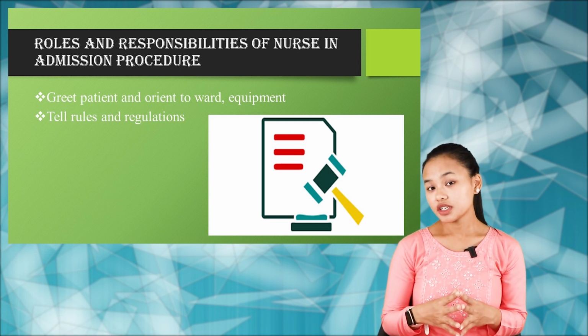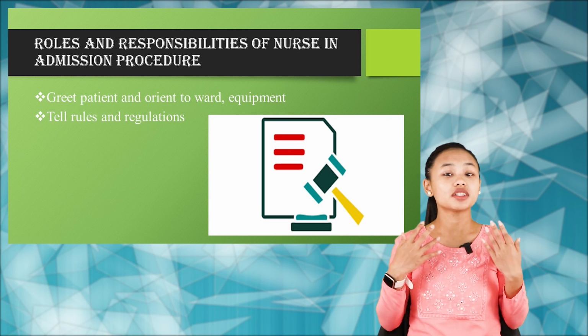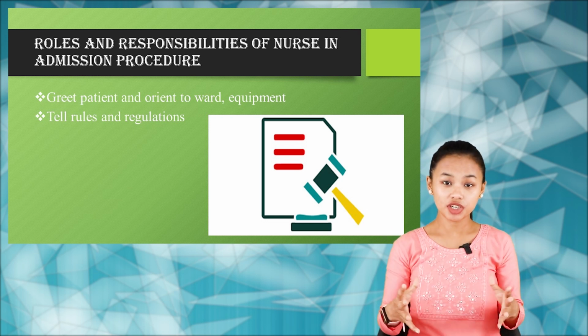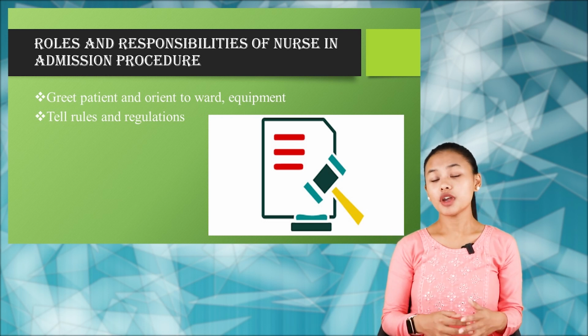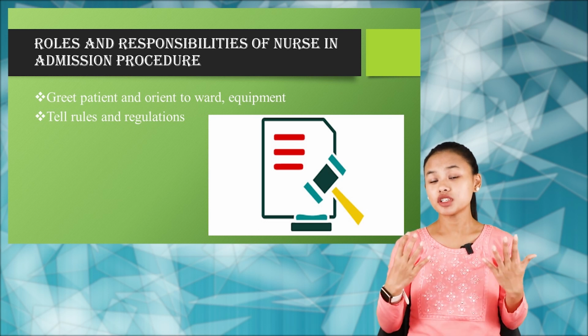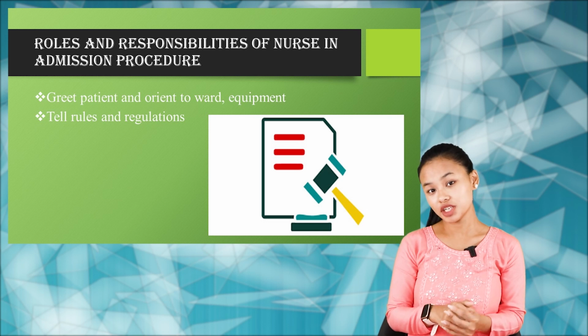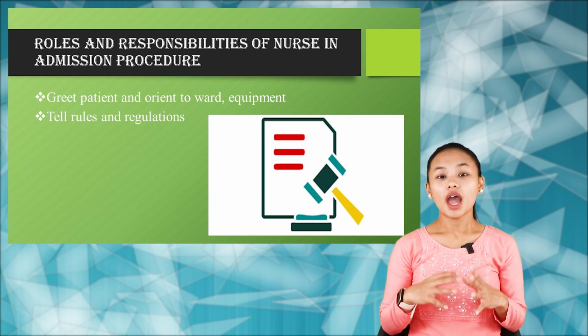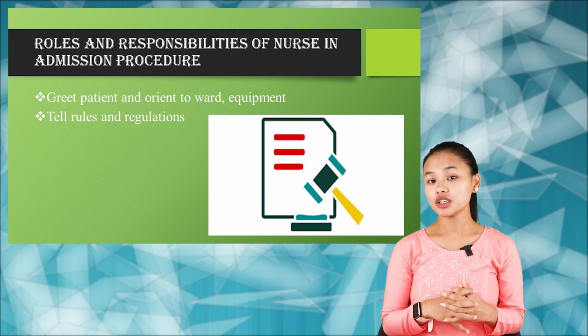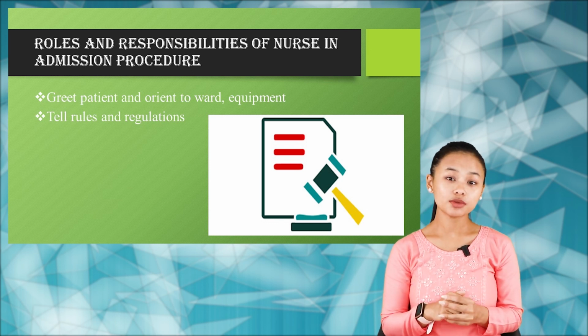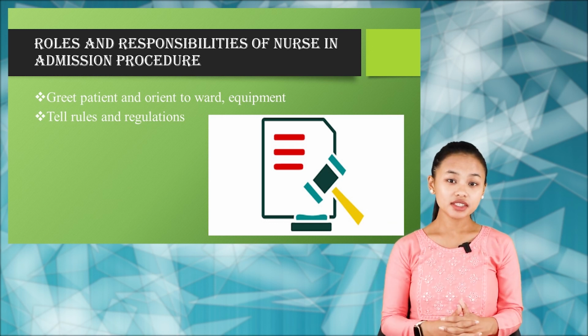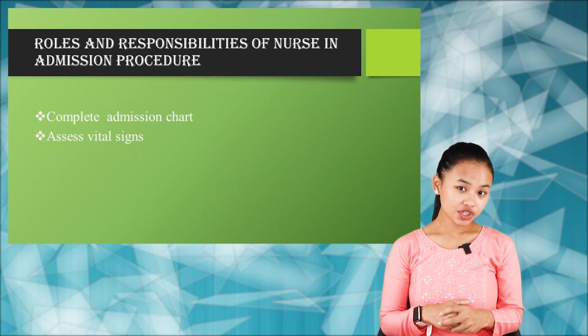After collecting all the necessary data of the patient, you must then orient the patient and help them adjust to the hospital environment. You have to orient them to the various equipments and instruments which are present. You have to tell them about the rules and regulations of the hospital, and you have to make sure that you maintain a good IPR with the patient as well as with the family members. Then the next thing here is to complete the patient admission chart.